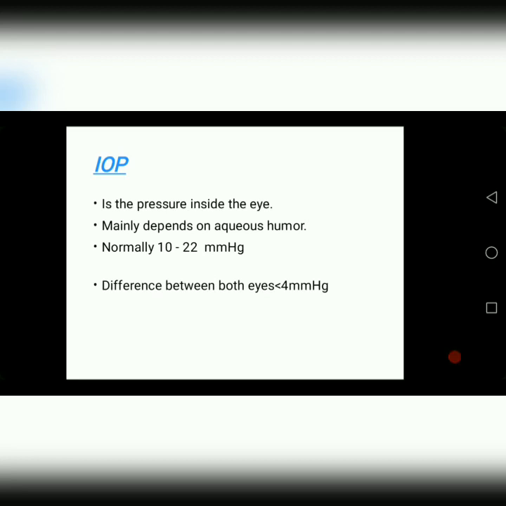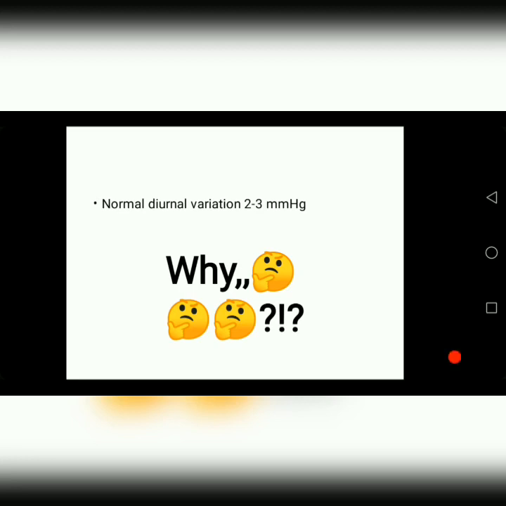Normal intraocular pressure is from 10 to 22 millimeters of mercury, and the normal difference between both eyes is less than 4 millimeters of mercury. Also, there is normal diurnal variation of 2 to 3 millimeters of mercury between the morning and the evening. What is the cause of this diurnal variation? This diurnal variation is mainly caused by cortisol or steroid.